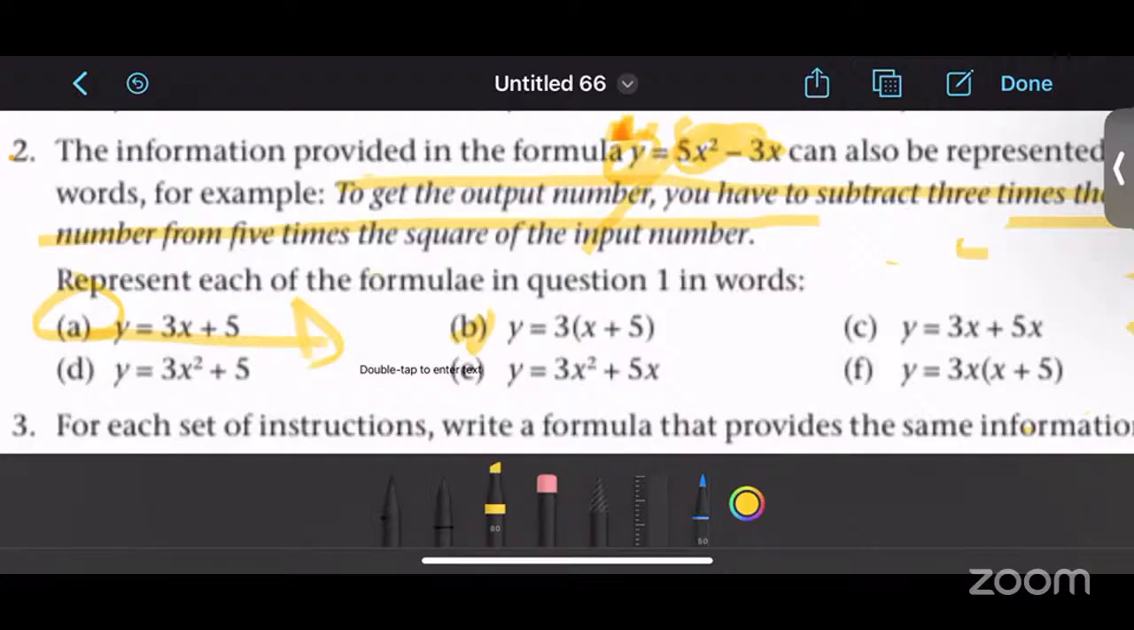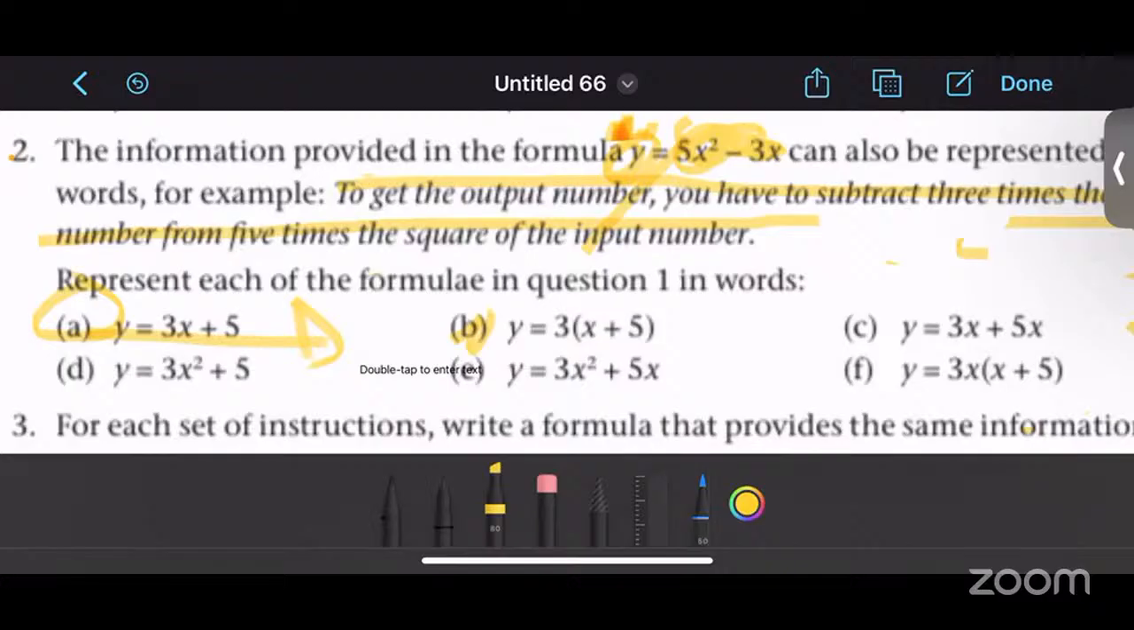And then for D, to get the output number, you have to add 5 to 3 times the square of the input number. To get the output number, for D, you have to add 5 to 3 times the square of input number. Are we good? Yes, ma'am.